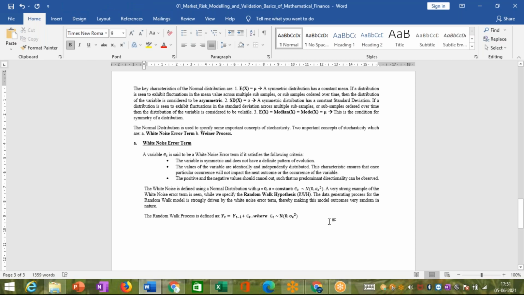Okay, so this is the process. Now the next question: what does the random walk say? The difference equation in the random walk model shows the following. The random walk hypothesis states the following.